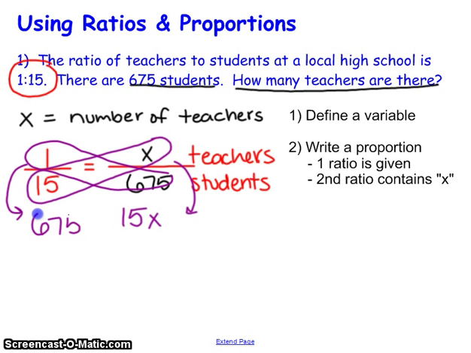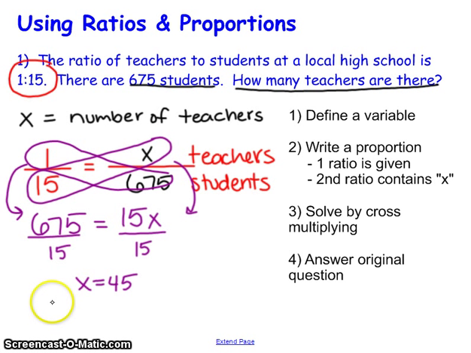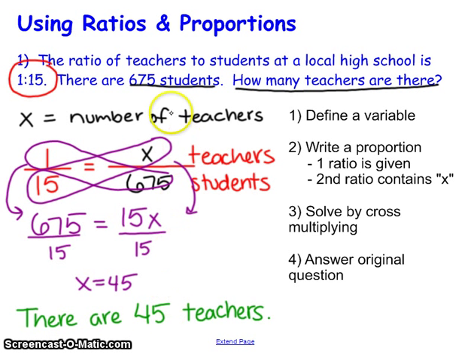So now we no longer have the fractions, but a regular equation. At that point, we solve like we normally do, so that means dividing by 15 on both sides to get x equals 45. And as always, our final step will be to answer the original question, which is to say there are 45 teachers. 45 teachers for 675 students is the same thing as one teacher for every 15 students.